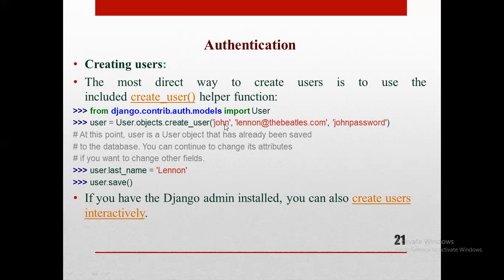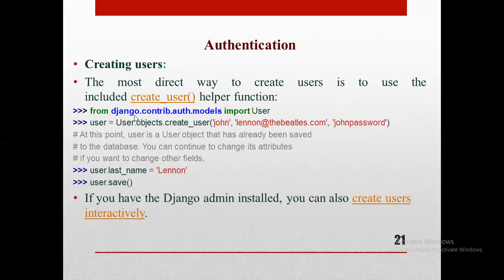and pass the parameters like username, email ID, and the password. In this way we create a user. After that, we can set the first name and last name. Then user.save, we save that user. By using the create_user function, we create a user.